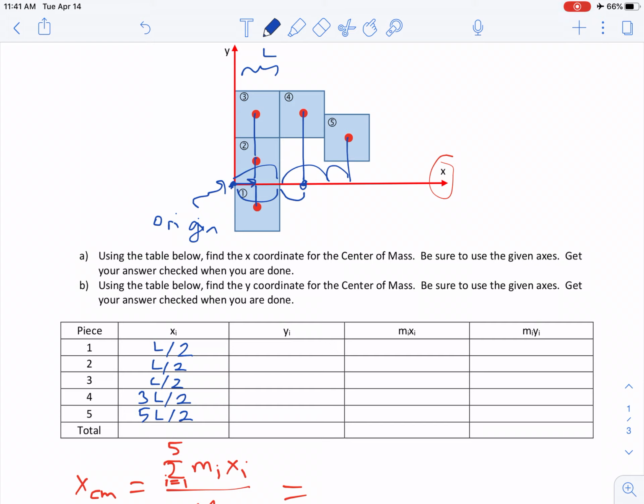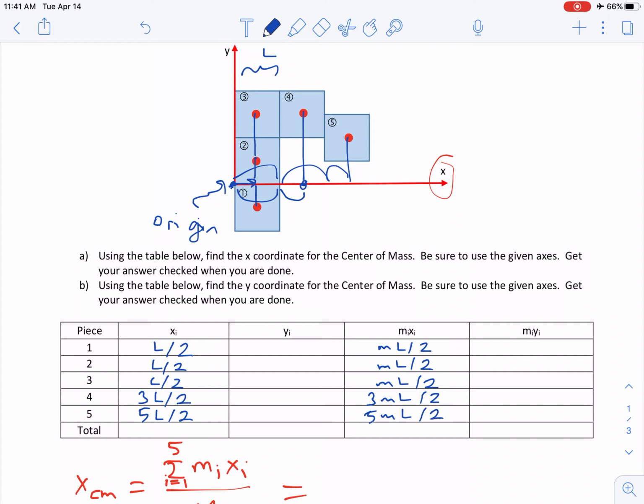Okay, so those are xi's, and then since each piece, we're assuming it's homogeneous, and each piece has the same size, that means they will have the same mass. We can just call each piece to have mass m. So we can write down what is mi xi by multiplying all these xi's with m. So the first one is going to be ml over 2, second one is the same, third one is the same, fourth one is 3 ml over 2, and the fifth one is 5 ml over 2.